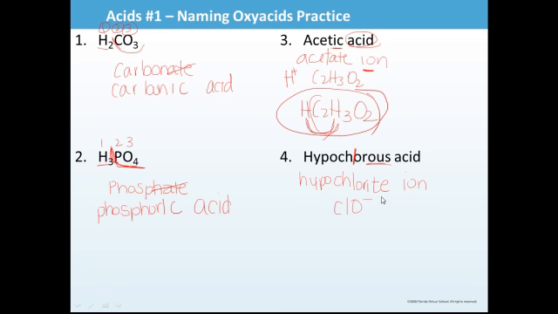Notice there's a hypochlorite and a chlorite. Be careful. So hypochlorite just has one less. So chlorite is ClO2, chlorate is ClO3, hypochlorite is ClO. So that's my ion. I'm going to be an acid, so I know I'm bonding with H+. So it's just HClO because it's -1 +1.